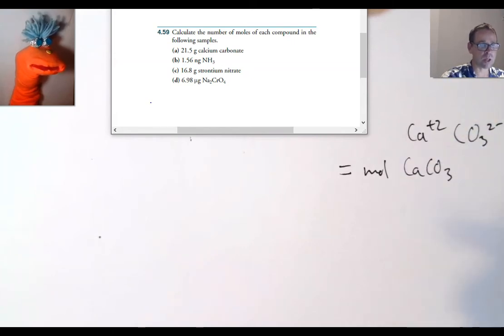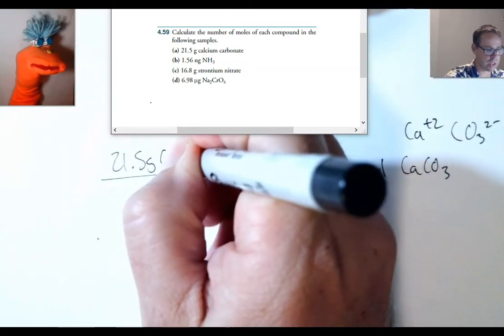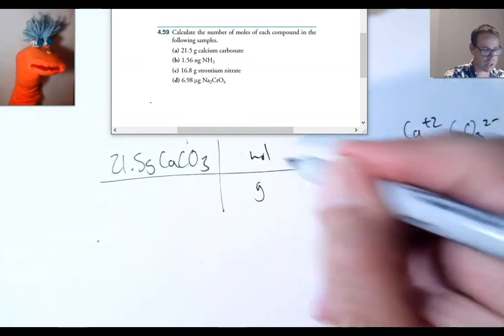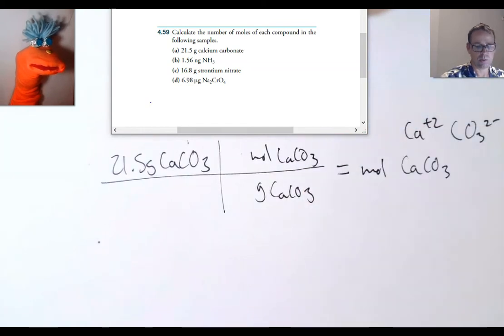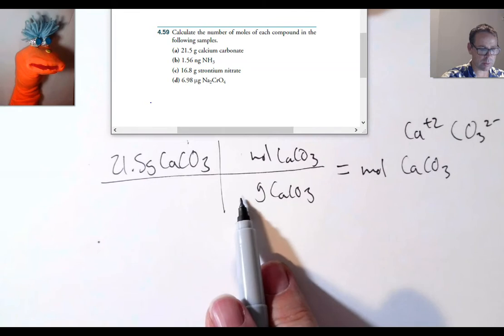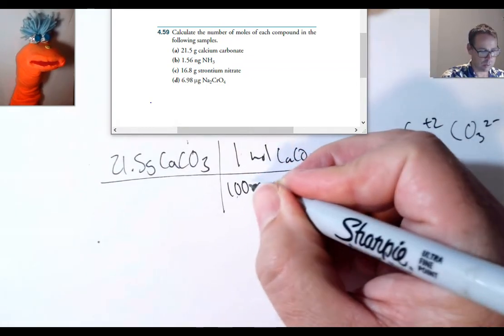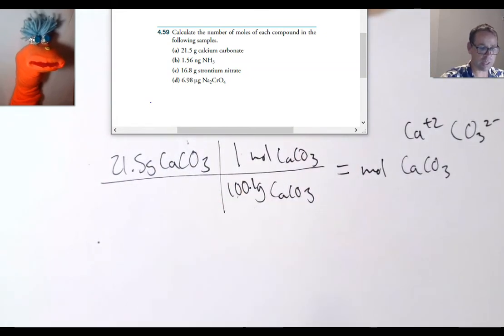Very good. Now I start off with 21.5 grams of CaCO3. And I'm going to go from grams to moles, right? Now I've got to find the molar mass. I need to find out how many grams there are in 1 mole. Molar mass of calcium carbonate. The molar mass of calcium carbonate is 100.09 grams per mole. So 21.5 divided by our molar mass should give us our moles of calcium carbonate.